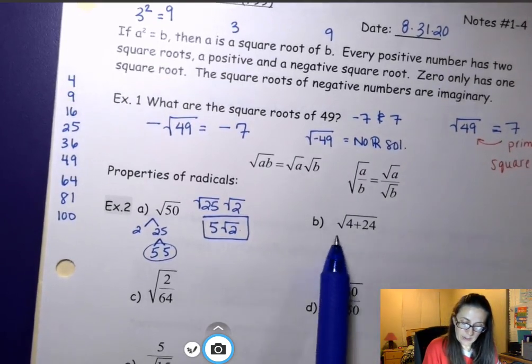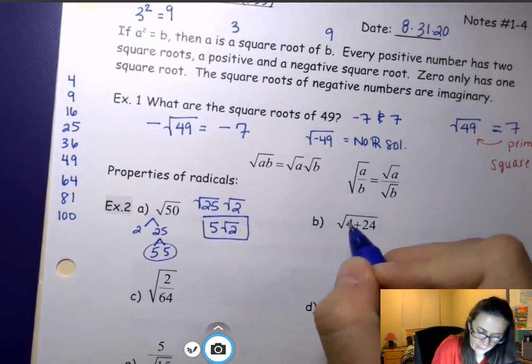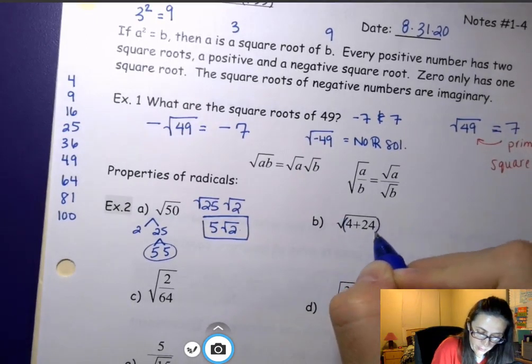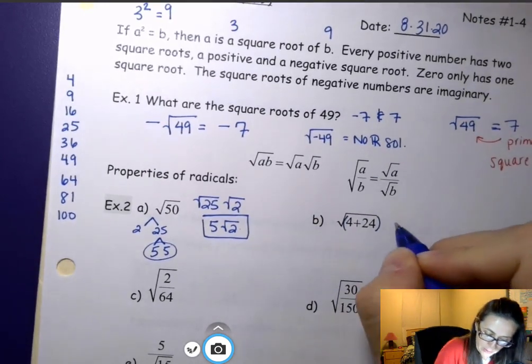Here we have 4 plus 24. You're going to have to add those together first. When they're underneath the radical, it's kind of like they're under parentheses. So we're going to have square root of 28.